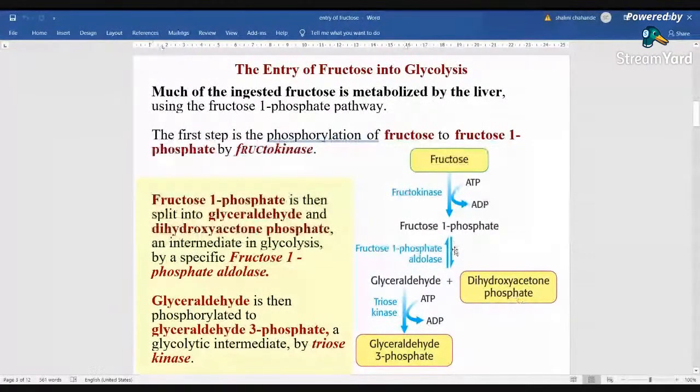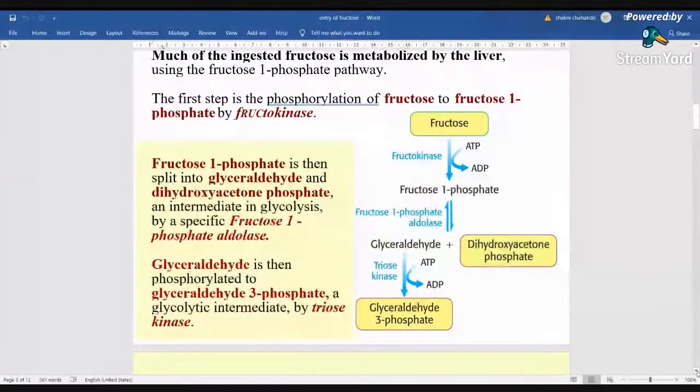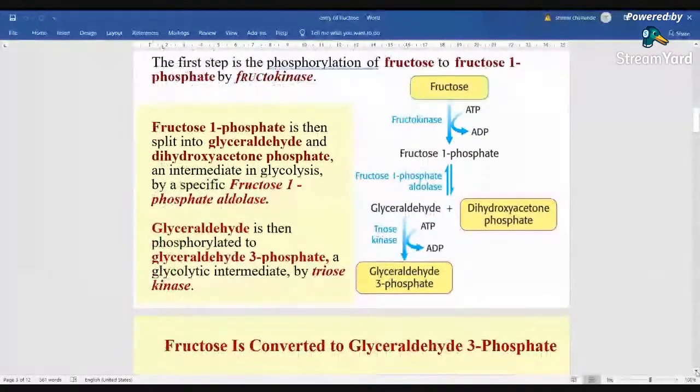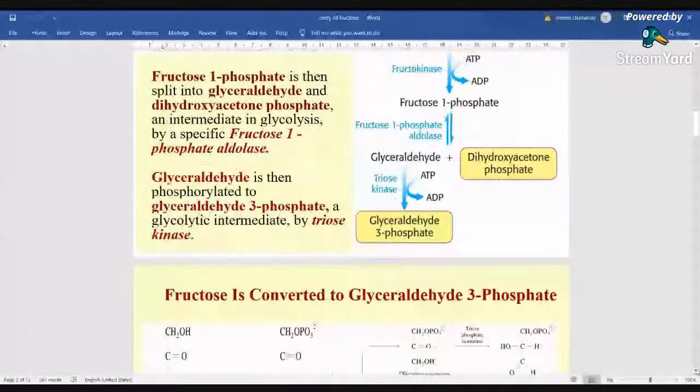The enzyme here is aldolase, which converts fructose 1-phosphate to glyceraldehyde and dihydroxyacetone phosphate. Now this glyceraldehyde is again phosphorylated to glyceraldehyde 3-phosphate. So here we get a molecule of glyceraldehyde 3-phosphate, which is a glycolytic intermediate. Further, this glyceraldehyde 3-phosphate is channelled into glycolysis. So fructose is converted into glyceraldehyde 3-phosphate before it goes into glycolysis.